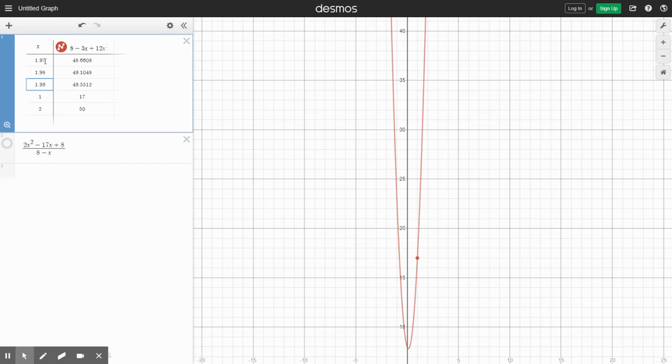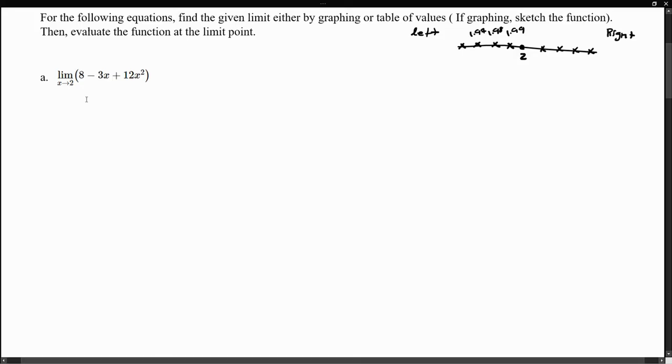Now notice that as we're getting closer and closer to 2 from the left-hand side, we seem to be approaching the value of 50. Let's take a look at one more: 1.999. Notice that we're getting closer and closer to the value of 2 from the left-hand side. So from the left-hand side, if we take a look at the behavior, we seem to be approaching the value of 50. So let's write that down.